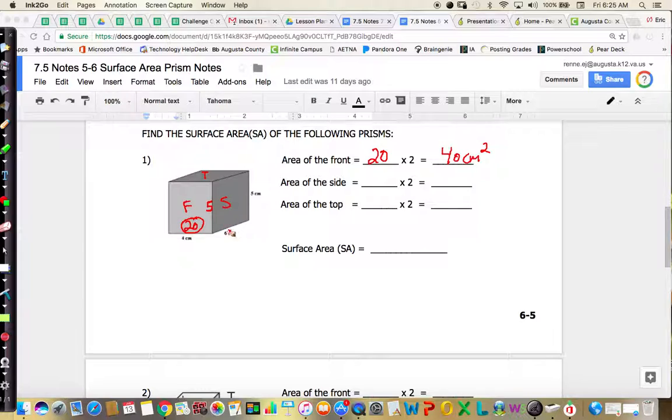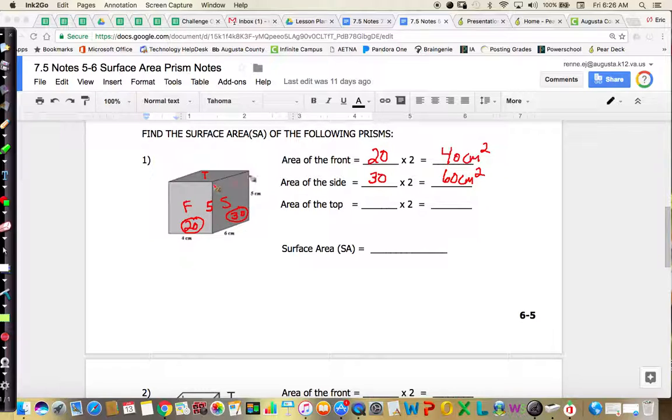Now the area of the side: we have a length and a width already labeled, so 6 times 5 is 30. I'm going to circle 30 here, and write 30 times 2 because there are two sides, so 30 times 2 is 60 centimeters squared.